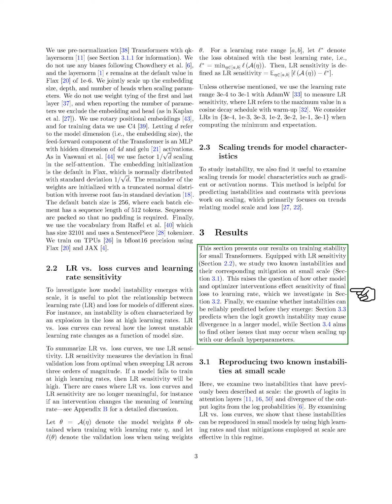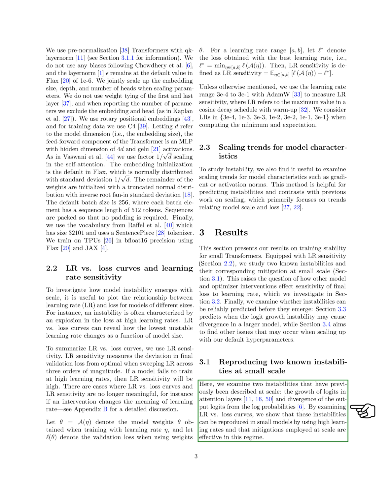We use LR sensitivity to study two known instabilities and how to mitigate them at a small scale. We also explore how other model and optimizer interventions affect the sensitivity of the final loss to the learning rate. Lastly, we try to predict when instabilities might occur before they actually do.